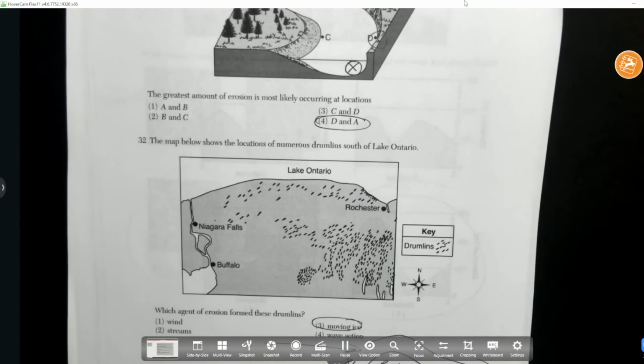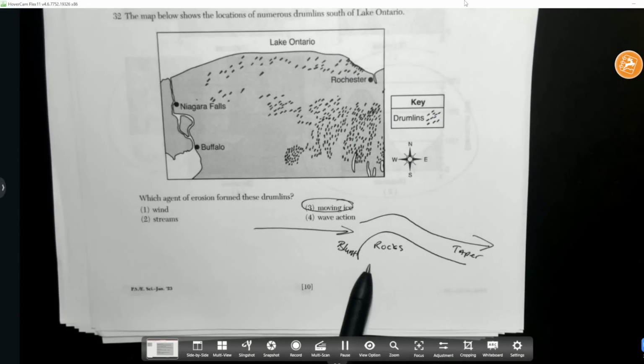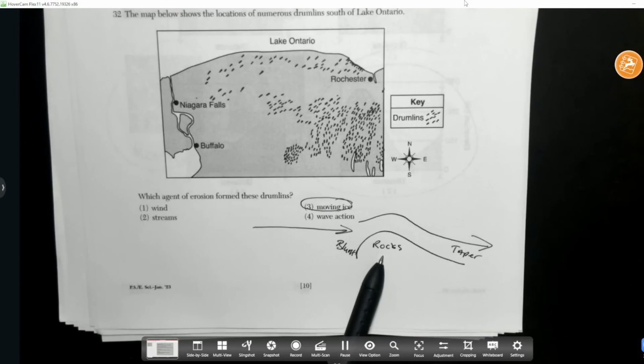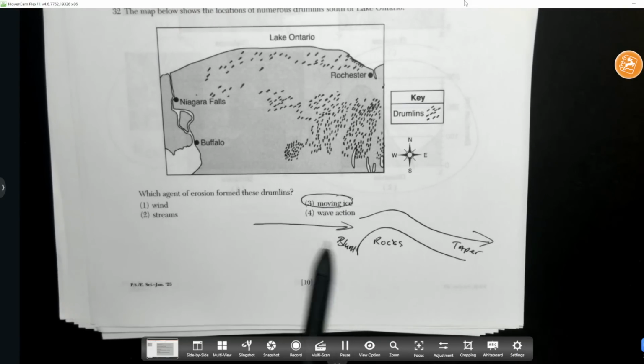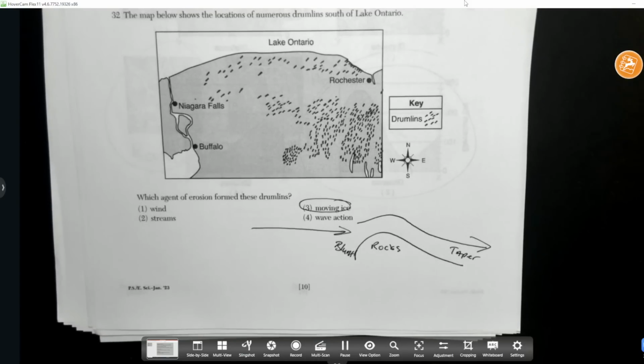Say again? Glaciers drop off piles of dirt and rocks, and then the dirt and rocks get run over by the glacier. Big flat side, and then they get dragged out.